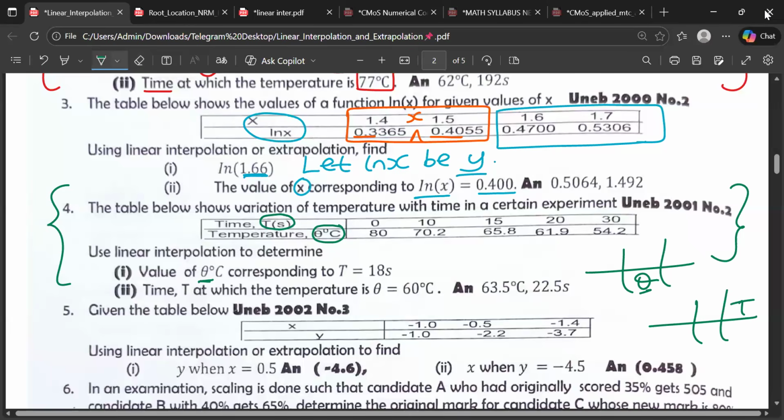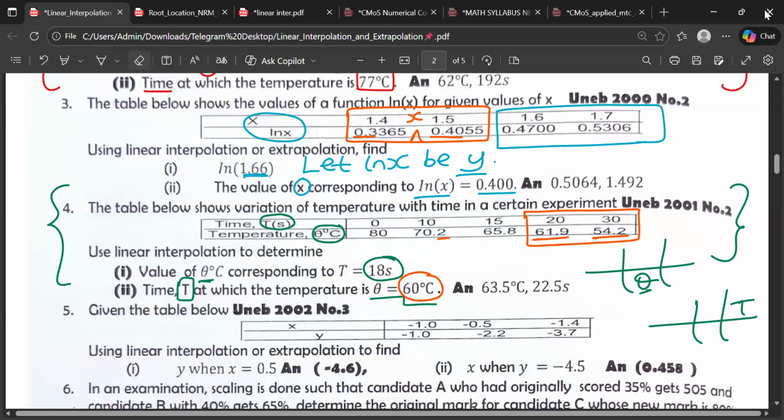So that's what the questions mean. So they are saying value of theta corresponding to T equals 18. 18 is here, between 15 and 20. You get it? Yes, 15 and 20. Okay, then they're asking for the value of capital T when theta is 60. Where is 60? I don't know if people can realize that 60 is here. Yes, theta 60 is between 61.9 and 54.2. You can see it is to 0 dp, but these values are to 1 decimal place. So you should just be steady, and the answers are there. So you can literally follow up and understand everything.